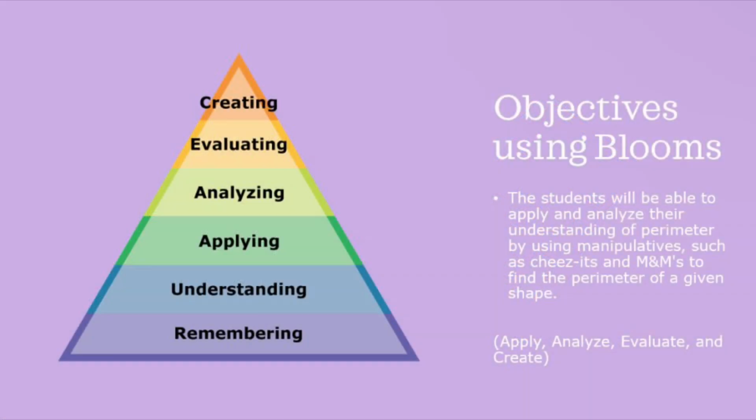For our objectives, we will be using Bloom's taxonomy verbs. The students will be able to apply and analyze their understanding of perimeter by using manipulatives such as Cheez-Its and M&Ms to find the perimeter of a given shape. As you can see on this chart, we begin from the bottom. The students will be applying, analyzing, evaluating, and they will also be creating.